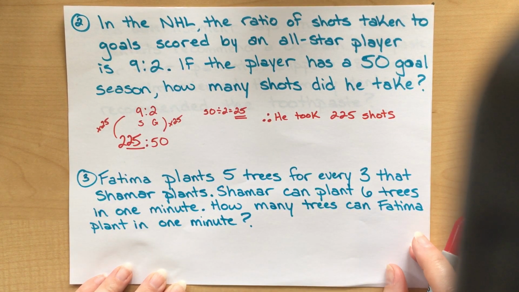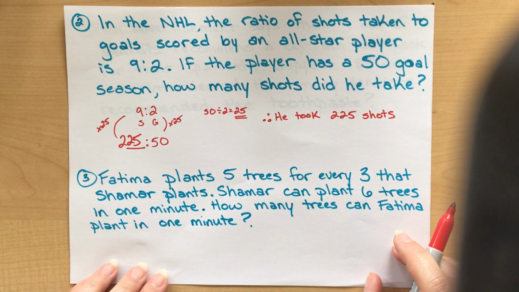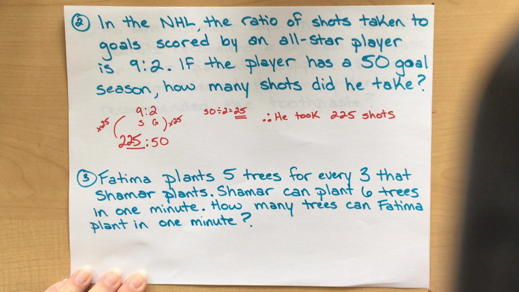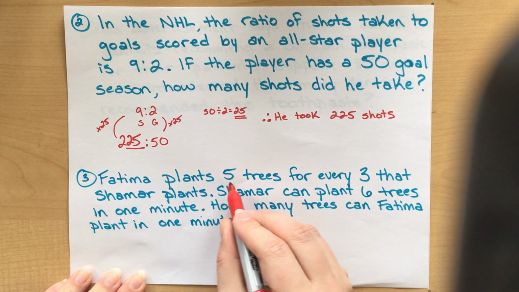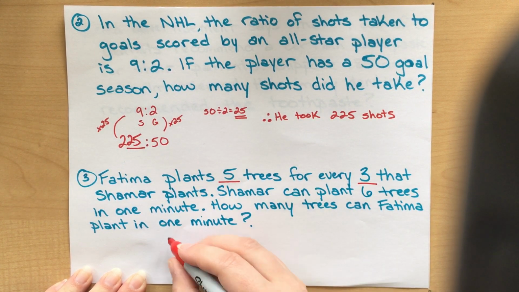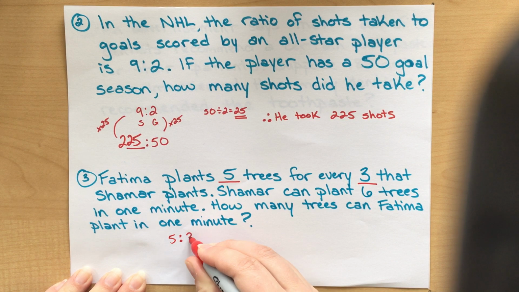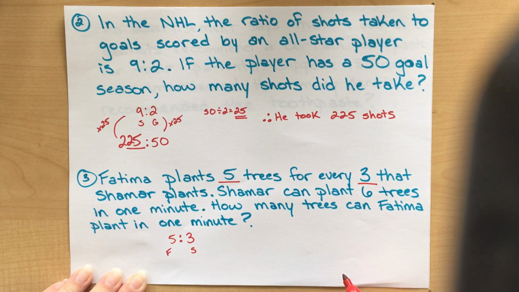Fatima plants 5 trees for every 3 that Shamar plants. Shamar can plant 6 trees in 1 minute. How many trees can Fatima plant in 1 minute? So I'm going to go through and I can make a ratio here. Fatima plants 5 trees for every 3 that Shamar plants. So it's a 5 to 3 ratio. That 5 represents what Fatima plants. The 3 represents what Shamar plants.